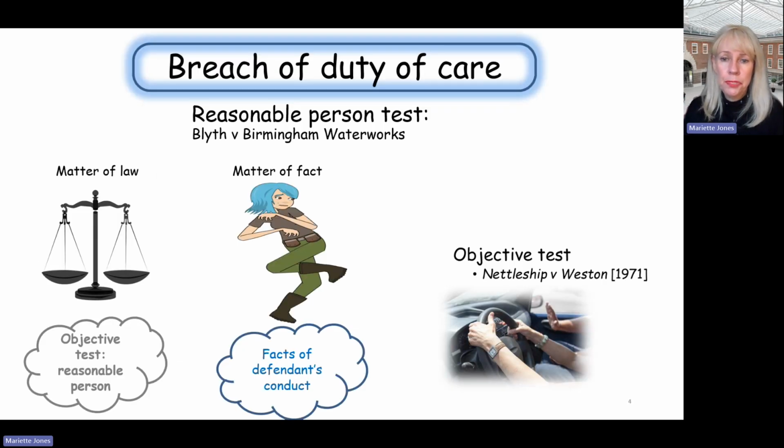Once the claimant has proven that the defendant owed her a duty of care, the next step is to prove that this duty has been breached by the defendant. The courts do this by using a legal construct called the reasonable man test. The standard of the reasonable man was first established in the case of Blythe versus the proprietors of the Birmingham Waterworks in 1856. In practice, the court compares the defendant's conduct to what we would expect a fictional person called the reasonable man would do under similar circumstances.